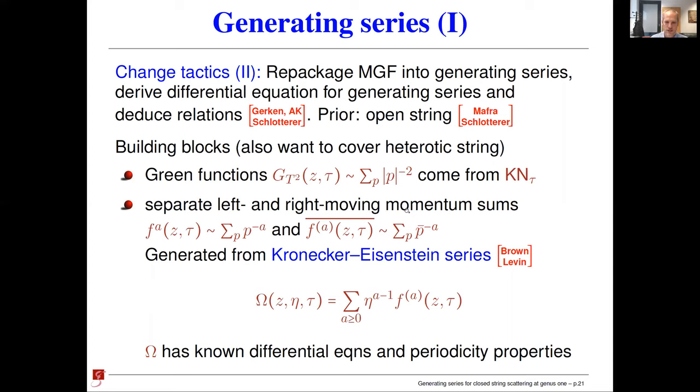And the point is that both omega and also the Koba-Nielsen factor have very well-known differential properties. So if I differentiate with respect to z, eta, or tau, there are differential equations that are known, and they also have well-known periodicity properties.